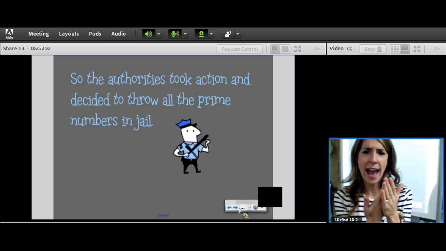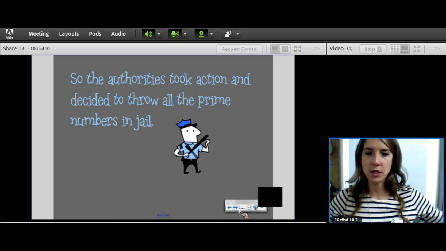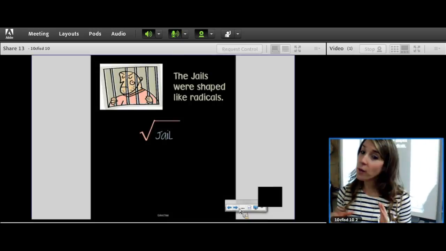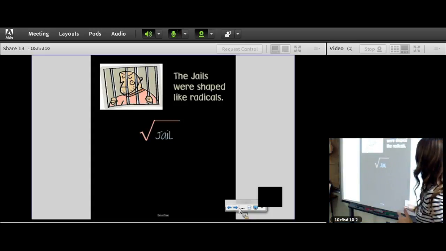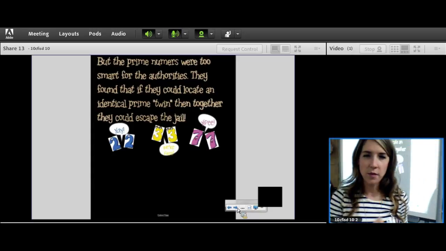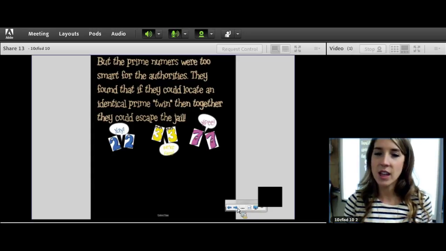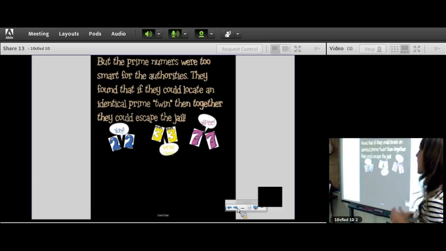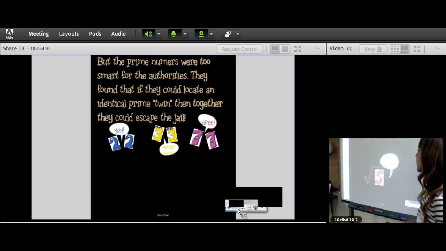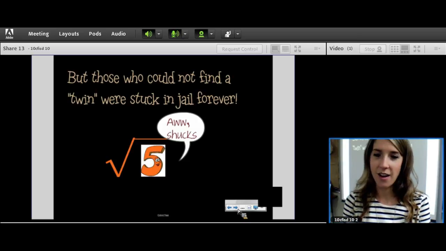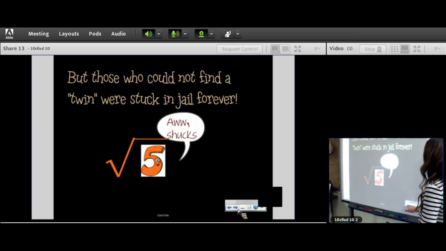So the authorities took action and decided to throw all the prime numbers in jail. You're prime, that's it, you go to jail. The jails are going to be our radical signs. That's our jail. My animation's not working. But the prime numbers were too smart for the authorities. They figured out that if they could locate an identical prime twin, together they could escape jail. Yay! We're free! They have to find a twin to escape jail, right? Those who couldn't find a twin were stuck in jail forever. Okay, so how does that work with radicals?